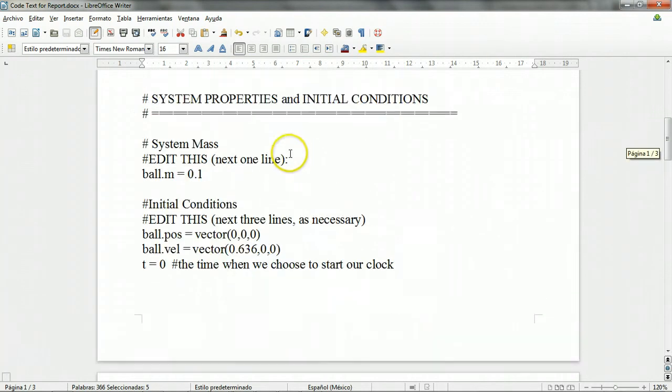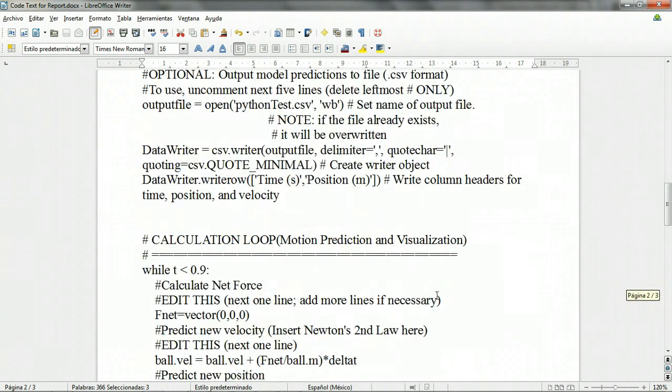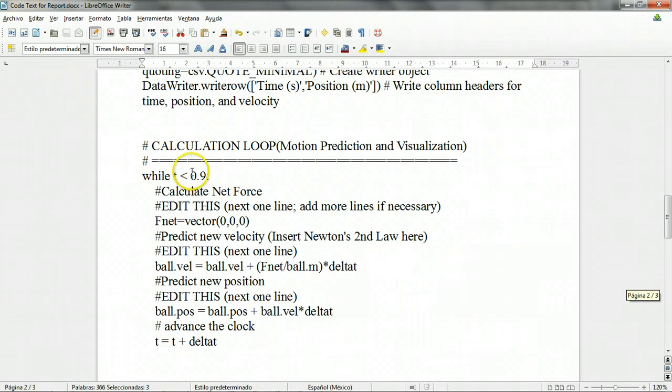For my initial conditions, I used the initial position at the origin and the initial velocity that I determined with the first two measurements of time and position in Tracker, all starting at time equal to 0 seconds. The observation lasted almost 1 second, here 0.9 seconds.